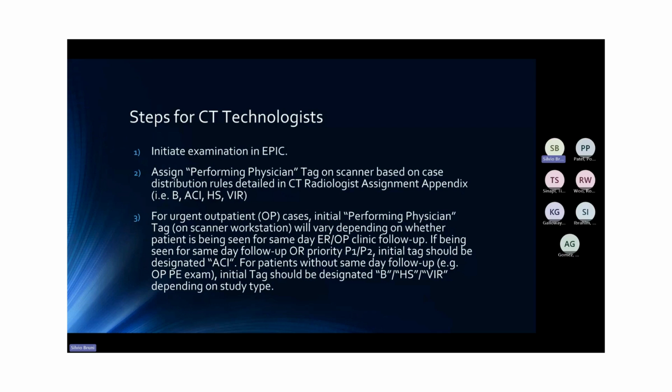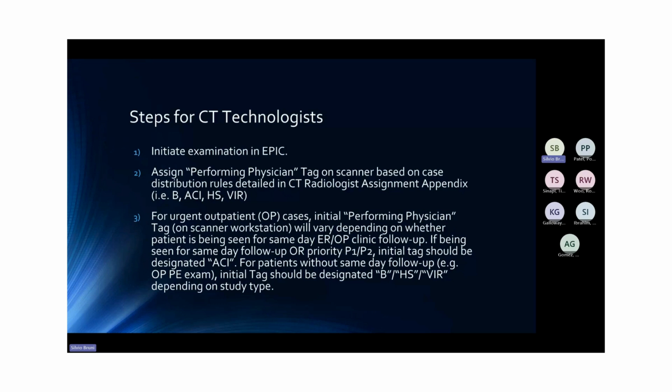So similar to current practice, urgent outpatient cases are assigned in part based on whether the patient is going to be seen the same day for follow-up. So most of the existing assignment rules for these cases are again unchanged. The primary difference here being that for outpatient PE or dissection studies that don't have a same-day visit, these will now initially be assigned to B instead of ACI.